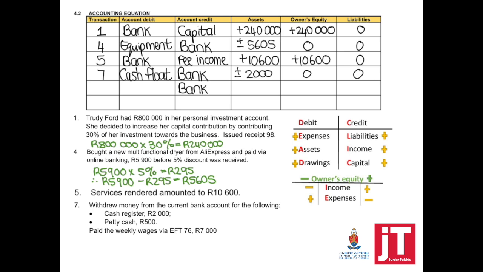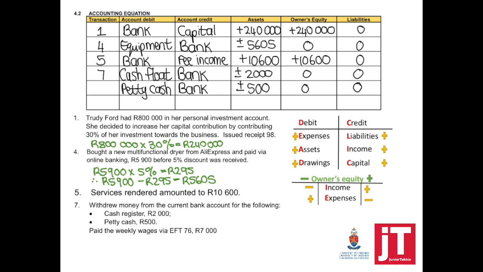Then we go on to the next one. We drew cash, bank is credited. For the petty cash is debited. Both classified as a current asset, that's why plus minus 500. Nothing happened with owner's equity, nothing with liabilities.